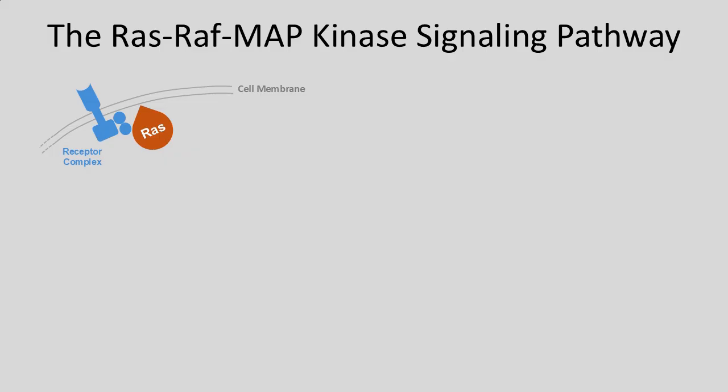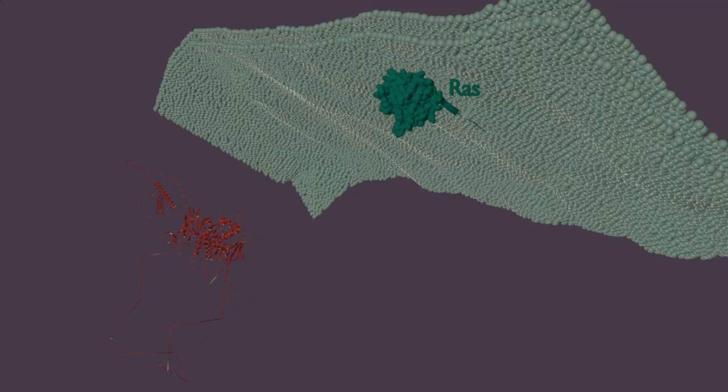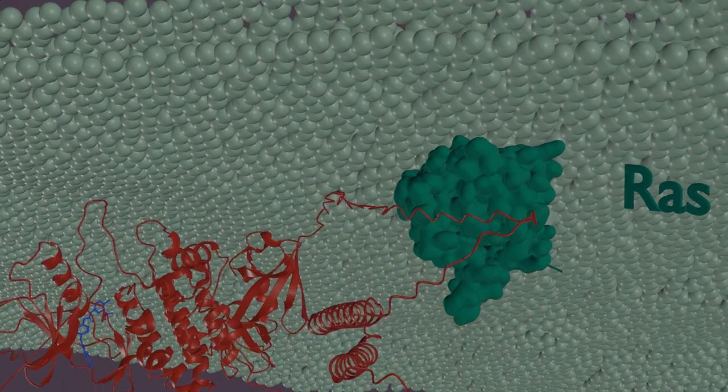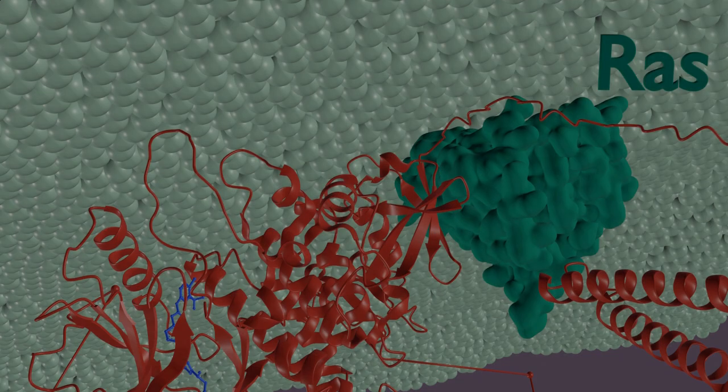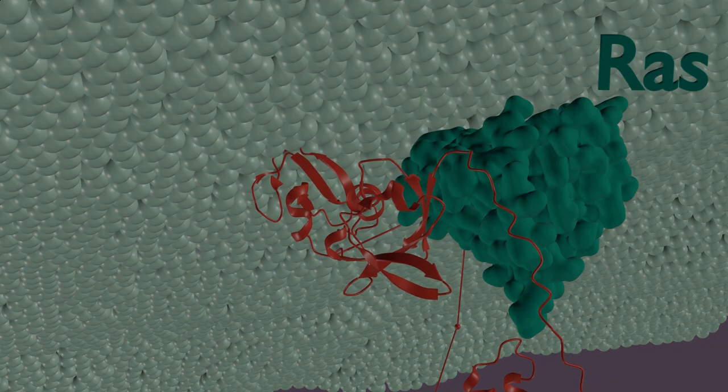When the cell receives a growth stimulatory signal, RAS is bound to the receptor complex and goes into its active conformation. The auto-inhibited form of RAF can then bind to RAS through its RBD domain. Here we see what this might look like in the cell. The RAF RBD domain makes contact with a specific binding site on RAS. This positions the C1 domain so that it can insert into the cell membrane.